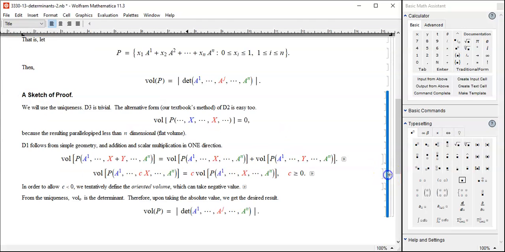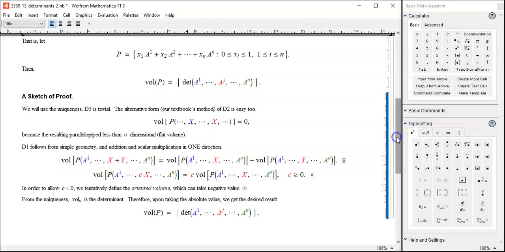How do you do this? Well, we introduce the concept of oriented volume and allow the volume to have negative value, and then we're going to prove that oriented volume satisfies these three properties.